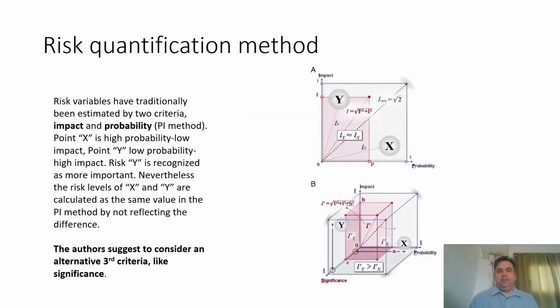Risk variables have traditionally been estimated by 2 criteria, by the impact and the probability. Point X shows a point with high probability and low impact. Point Y shows a point with high impact and low probability. Usually Y is considered as more important.